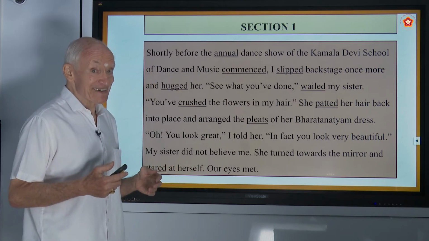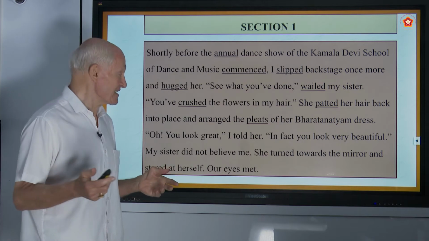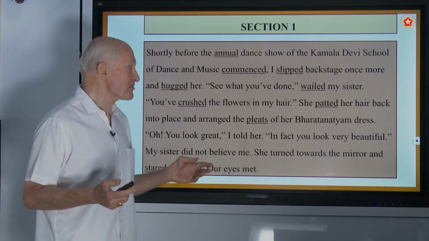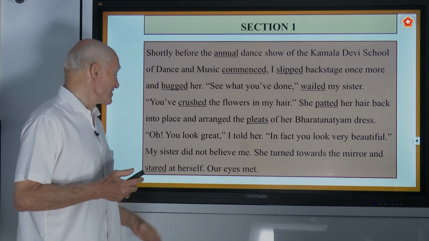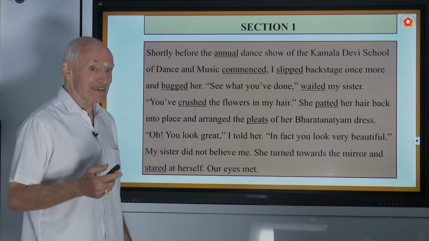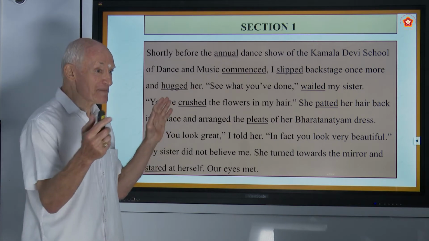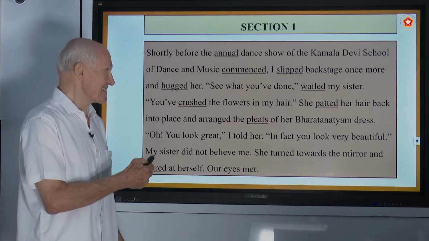My sister, because it's the same sister, they've grown up together, did not believe me. She turned towards the mirror and looked at herself. Our eyes met. You know, you look in a mirror and two people are looking and their eyes meet.